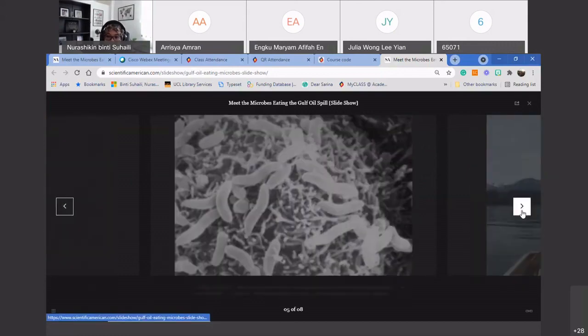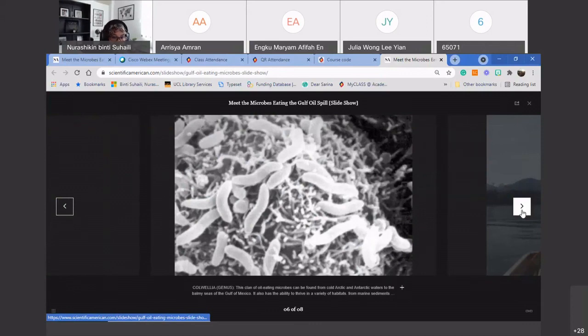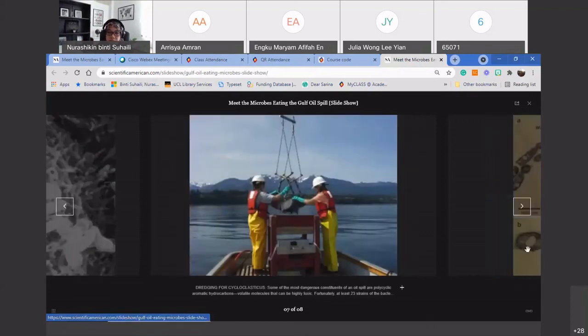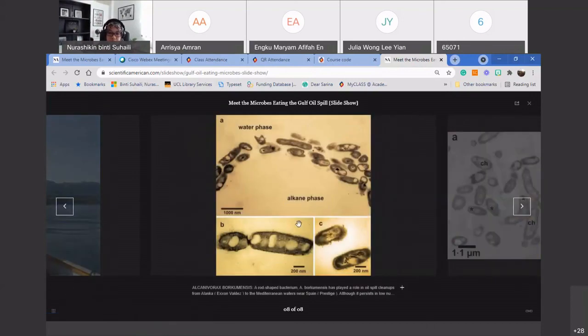So the names are very rare, because they are not present in common environments. They are present in those areas that have oil. Colwellia genus. This is where oil-eating microbes can be found. So whenever oil is present at the Gulf of Mexico, when the spill happens, these microbes will go towards that area. That's how they can isolate those microbes from that area.